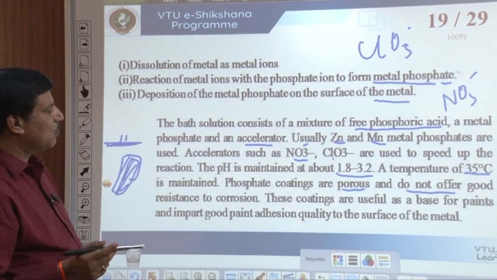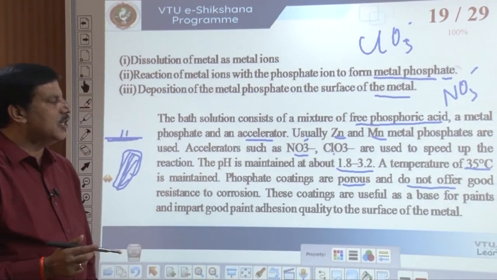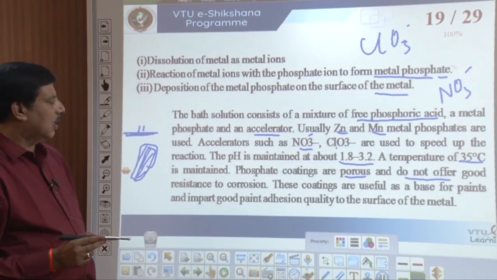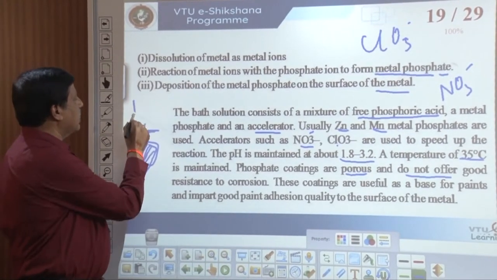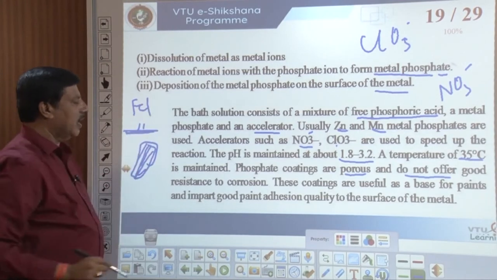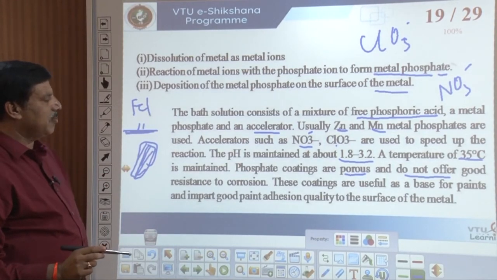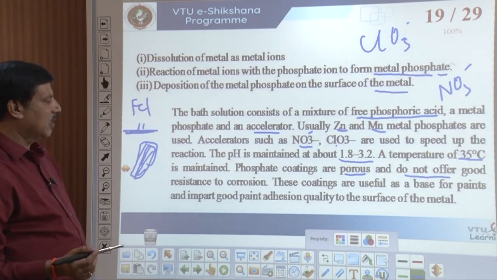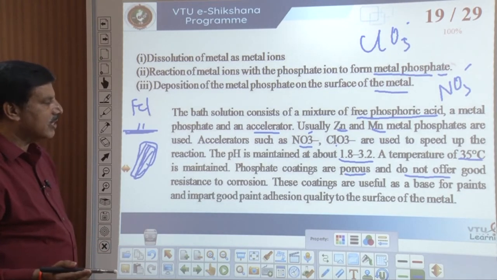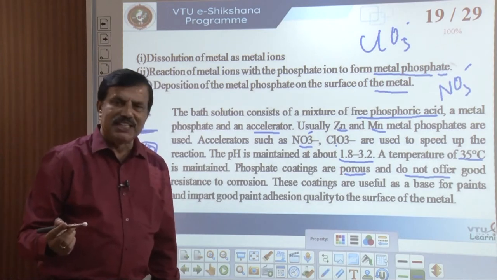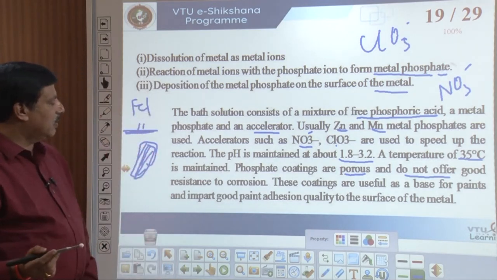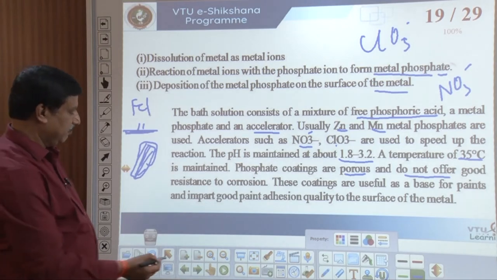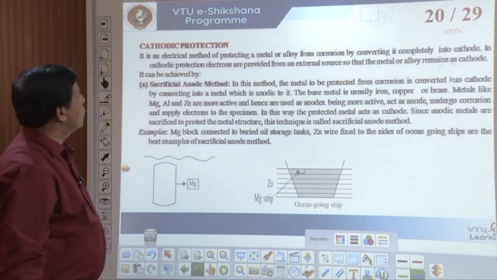Phosphate coatings are porous and do not offer good resistance to corrosion. That means iron is a porous, non-stoichiometric material, so the film is not uniform, like a thin, loose film formation. So these coatings are useful as a base for paints and impart good paint adhesion quality to the surface of the metal.